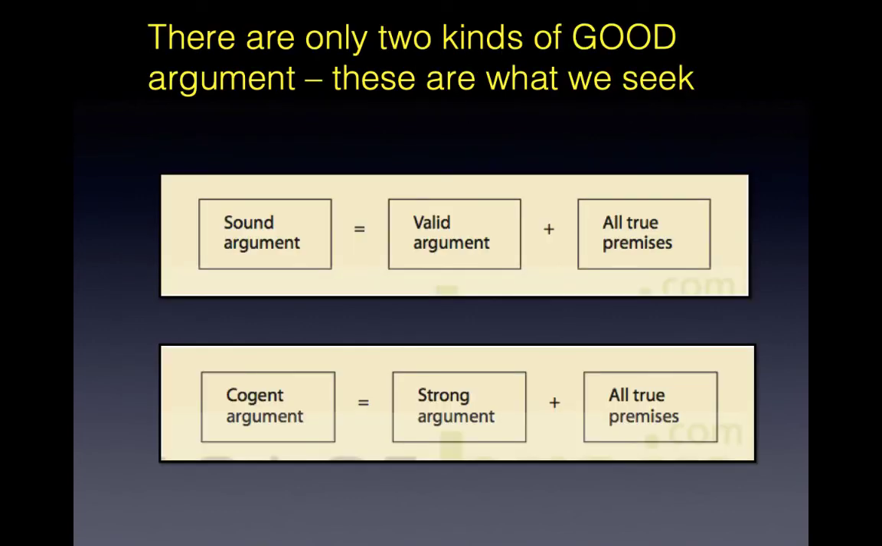Let's review. We're looking for good arguments, and there are only two kinds of good arguments. There are sound arguments, where a sound argument is a valid argument, valid in form, which has all true premises. That's the deductive version of a good argument. Another kind of good argument is a cogent argument. This is an inductive argument that is both strong and has all true or probably true assumptions.